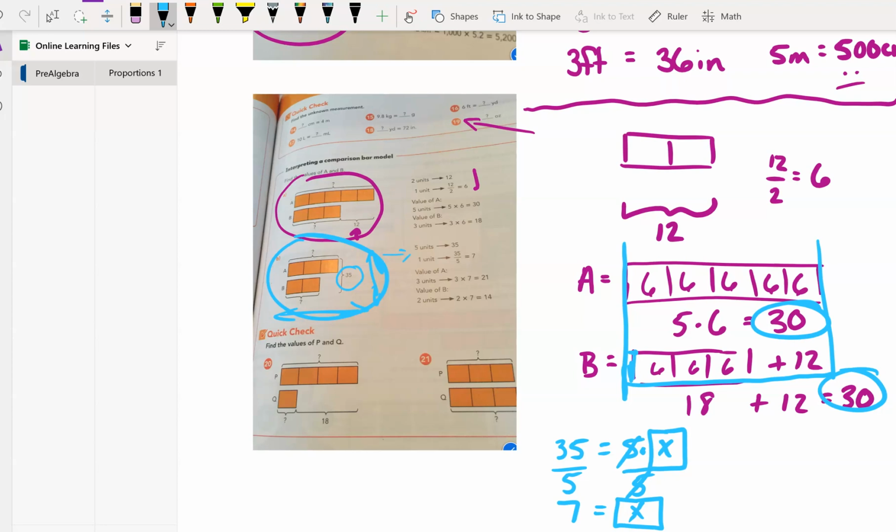So my message to you is get excited about math and get excited about proportions.